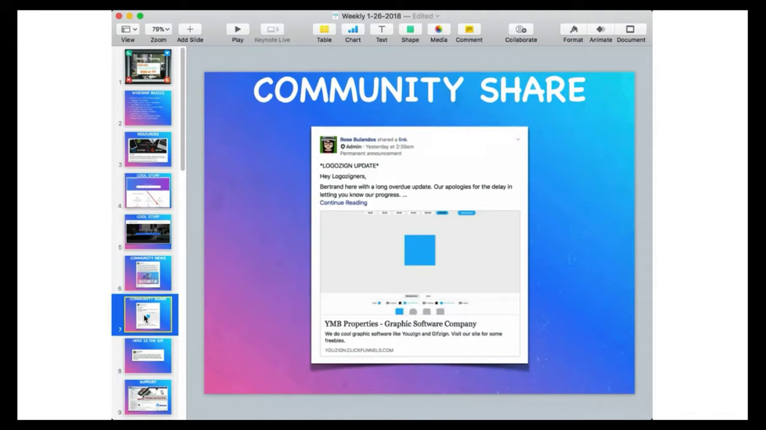The next thing is, there has been an update to LogoZIGN. There's been an update to the information about LogoZIGN, and I want you to read that very carefully. If you have purchased LogoZIGN, please go in and read that. I'm not going to read the article to you here. Bertrand did a great job of sharing his heart about what had happened, keeping in mind the fact that this was a beta product. It still is a beta product. They had to take a different direction with it.